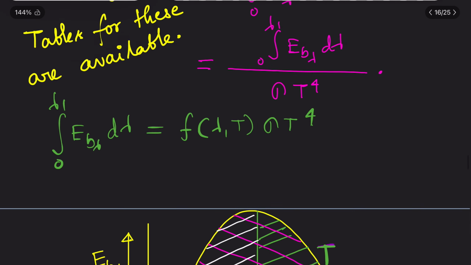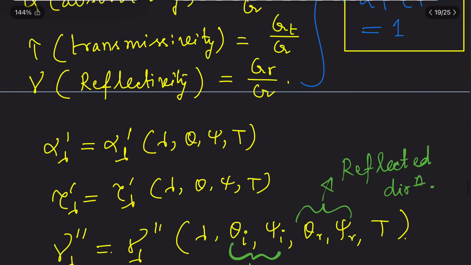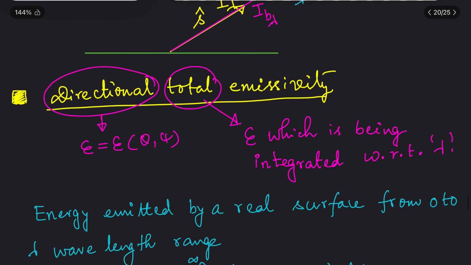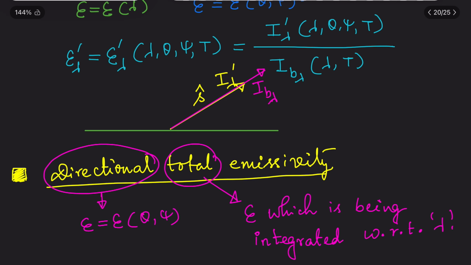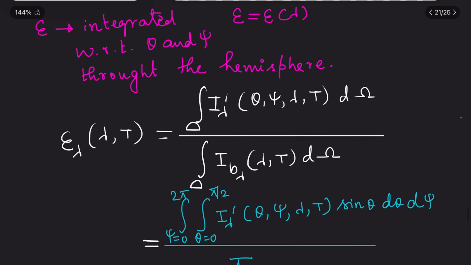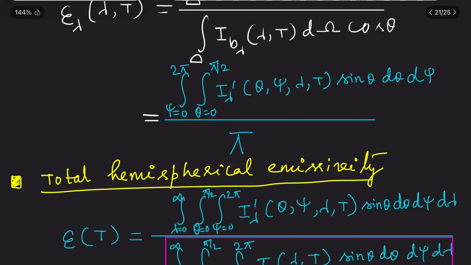How could I do this? I have the spectral directional, that is okay. Directional total, that is also okay. The blunder started here, so I have to multiply with a cos theta here and with a cos theta here. So similarly I have to multiply with a cos theta here also. So sin theta, cos theta, d theta, d psi.